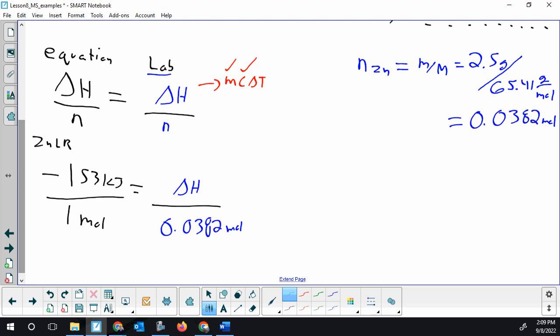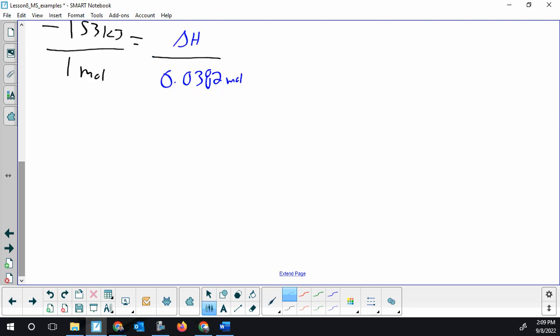So the equation released this 153 kilojoules for 1 mole. We have way less than 1 mole, so we're going to have way less than 153 kilojoules. Let's figure out exactly how much. That blue delta H for our 2.5 grams: minus 153 kilojoules for 1 mole, times our blue moles, is going to go to the other side in the top when I try to get that blue delta H by itself.